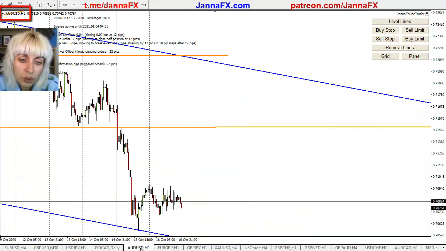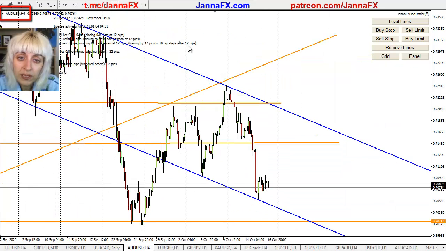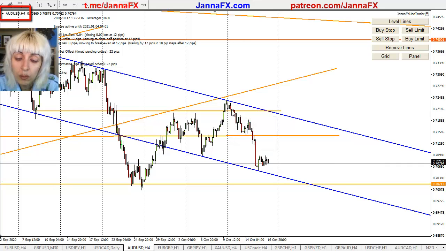So that's my view on the Canadian and Australian dollar. Once again, you see I moved all the levels, but that was the entry point I gave you guys in my last week's technical analysis. So you see it was a good move, it went down. And what else?